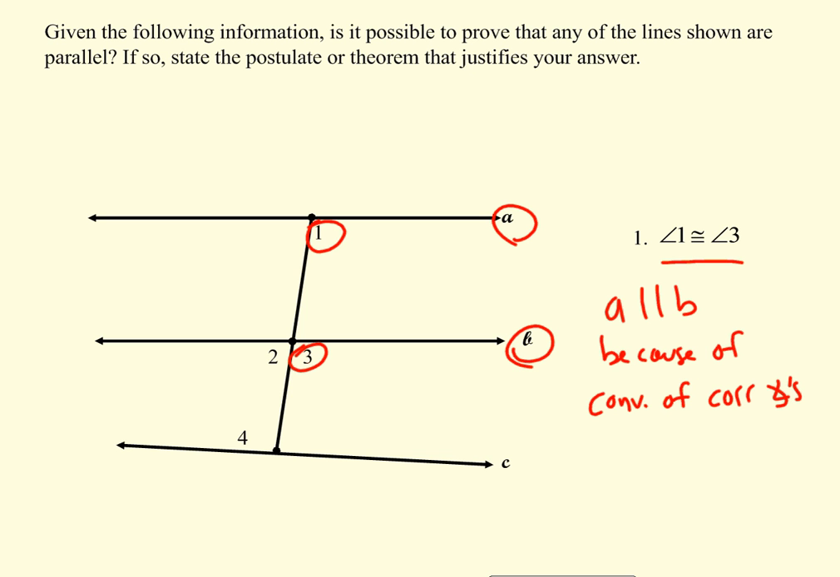Now, technically, I can say 2 and 3 would be supplementary because this makes a line. But I know nothing about 2 and 4, and I know nothing about 4 related to 3. Nowhere does it say B is parallel to C, so I don't know anything about angle 4.